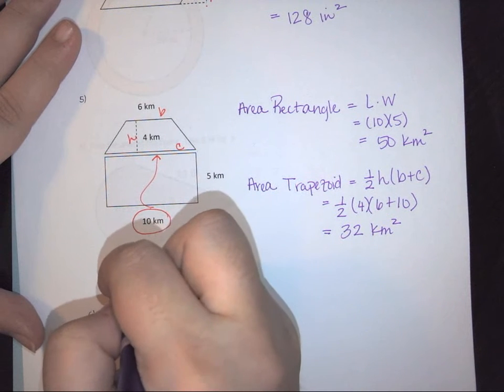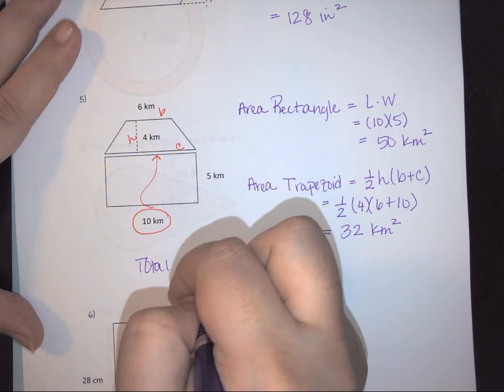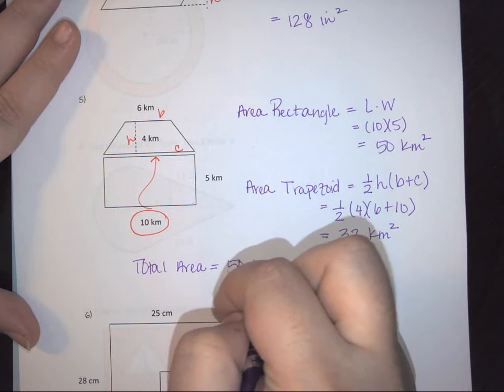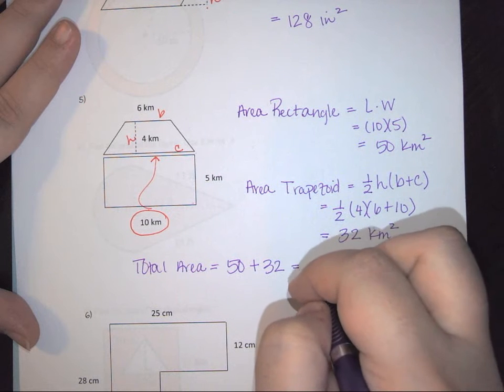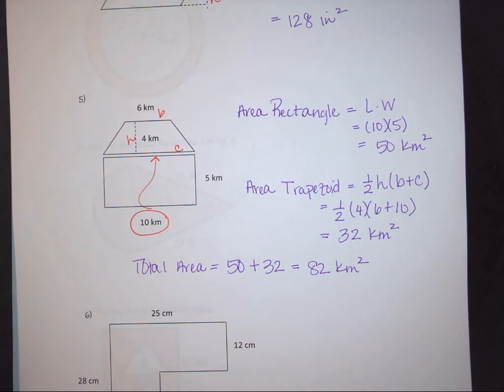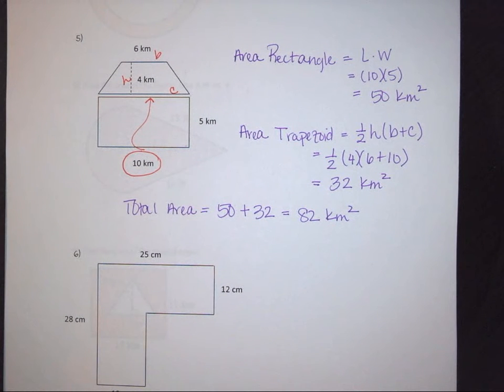So we have to have a total area, which is going to be the combined areas, so 50 plus my 32 is going to give me a total of 82 kilometers squared. And so that is how you would attack a problem when you have multiple shapes. You would find the area of each and then add them together.